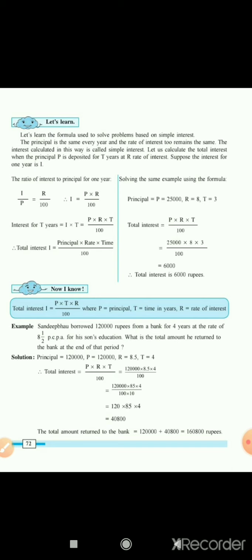That is 40,800. So, the total amount returned to the bank is 1,20,000 plus 40,800. So, it comes to 1,60,800 rupees. I hope you have followed these examples.